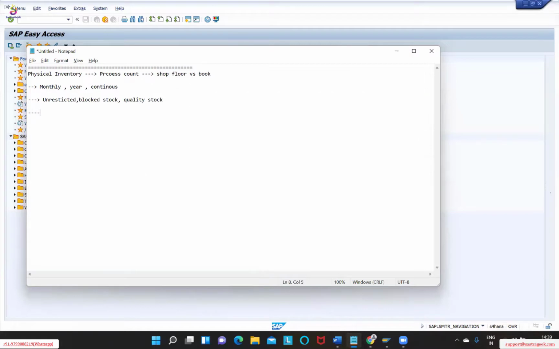More or less, this physical inventory is performed in two ways. There are multiple ways again, but at a global level, normally it can be performed in two ways. One would be your product specific process, and the other one would be your storage bin specific process.